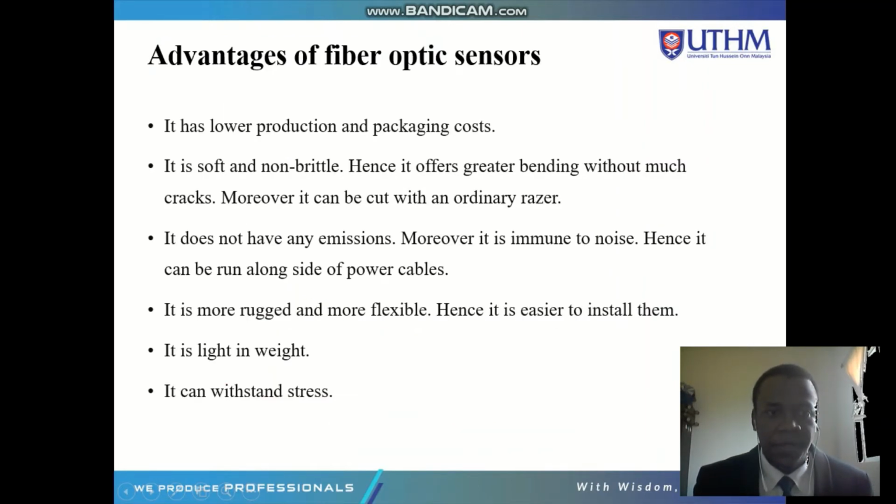So the advantages of POF, or plastic optical fiber: it has low production and packaging cost. It's cheaper. It is soft and non-brittle, hence it offers great bending without much cracking. Compared to glass fiber, which can't bend, this one can bend easily. It does not have any emission, and it's immune to noise, and it can be run alongside power cables, meaning they do not affect each other at all when running next to power cables. It's more rigid and more flexible, hence easier to install. And it's light in weight, and it can withstand stress.